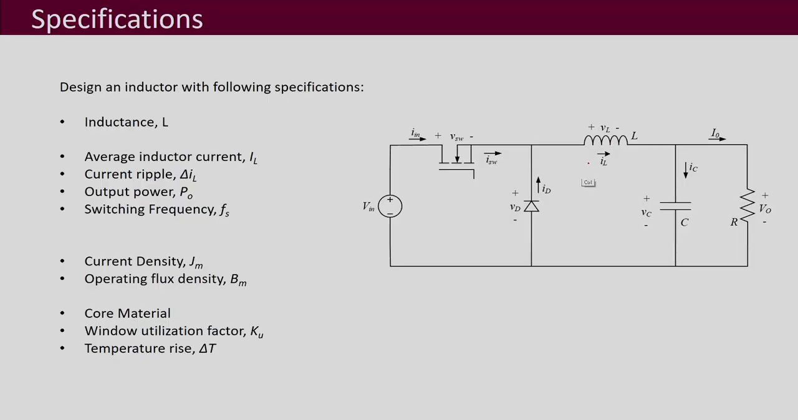Before designing an inductor, you have to know for what application or what power electronic circuit the inductor is going to be used. For example, if you have to design for a buck converter, then you should know the switching frequency of the buck converter, the output power PO for which the inductor is going to be used, the average inductor current IL that will be passing through the inductor, and also the current ripple delta IL that has to pass through that inductor.